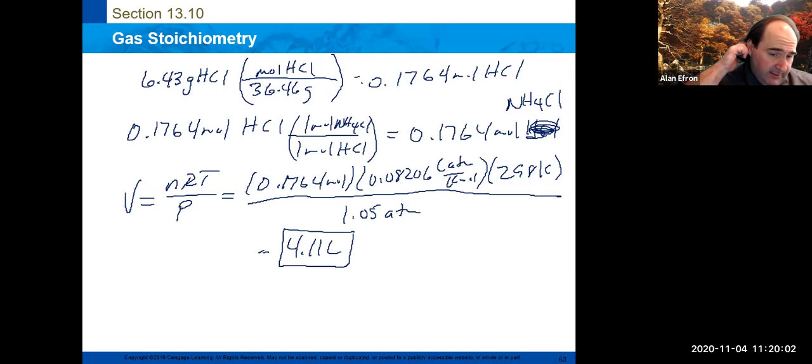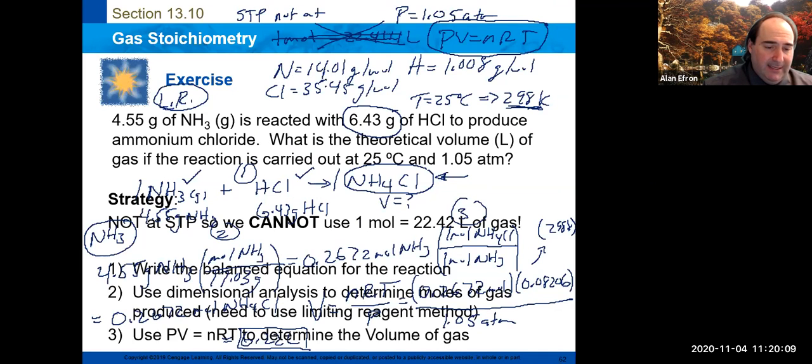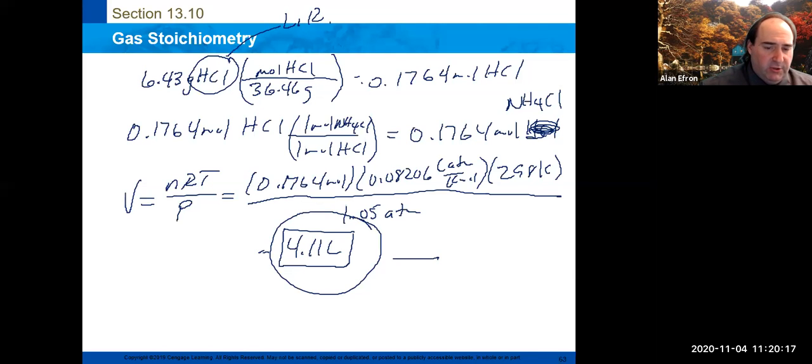And in this particular case, the one that produces the smaller amount, which in our case was the HCl, would be our limiting reagent, and this should be the amount of H2, or the theoretical yield, that we would produce. Any questions on that calculation there?